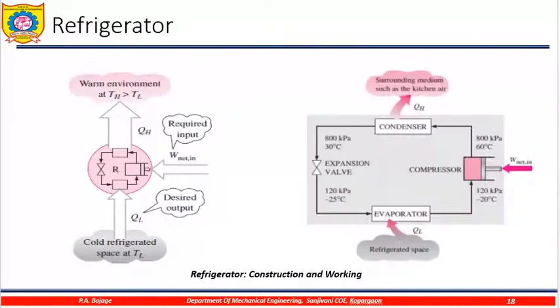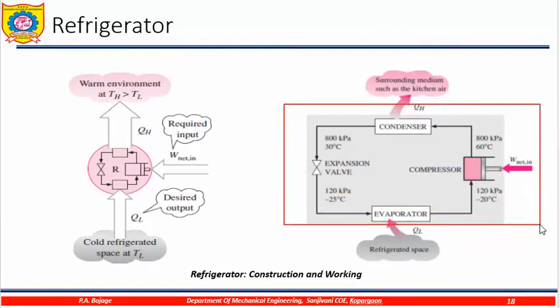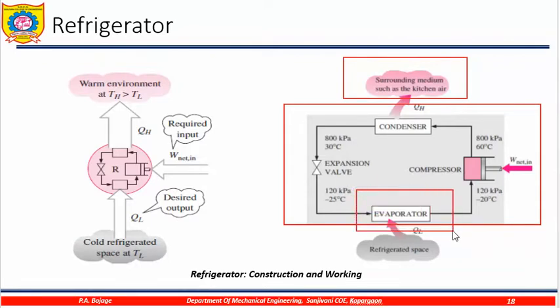What we have discussed is shown in this diagram. This is a refrigerator working on a cyclic process, and heat is rejected to the surroundings through the condenser, and in the evaporator you get the evaporation, that is what we call the refrigerating effect. The diagram is drawn here.